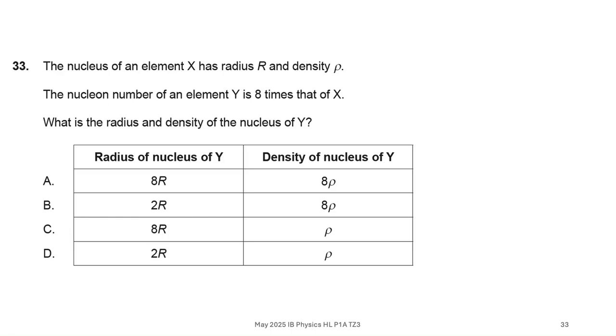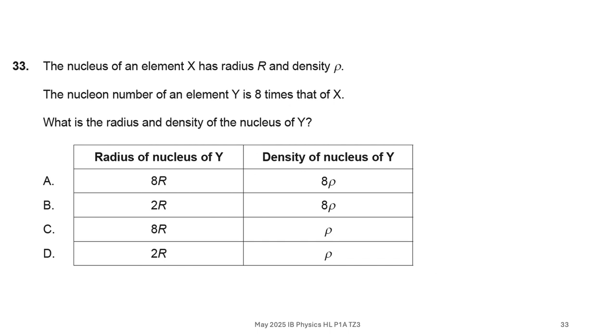All right, here we go. We've got a question here about a nucleus of element X, which has a radius r and density ρ, and we want to compare that with another element which has 8 times the nucleon number. As ever, take some time to try the question, and then when you are ready to go, watch my attempted explanation.